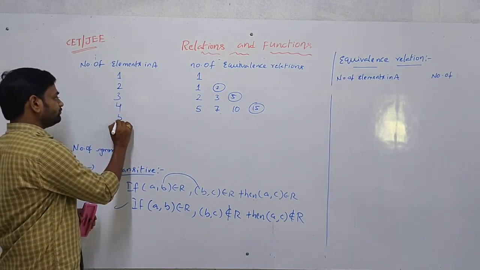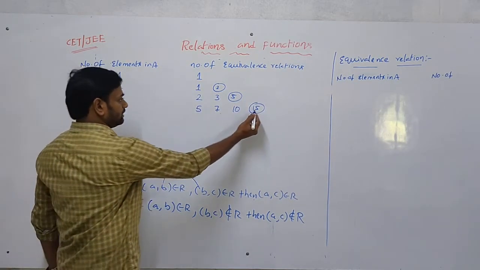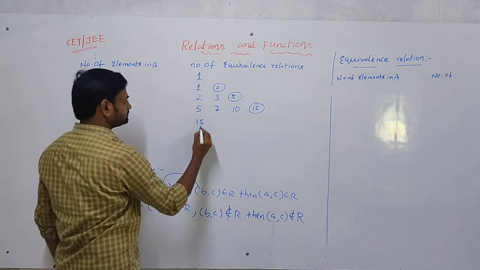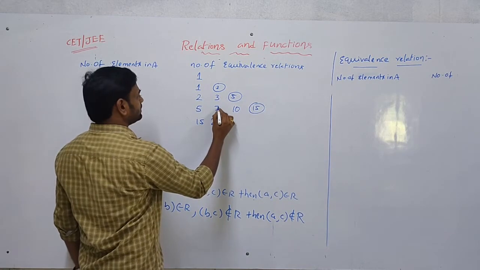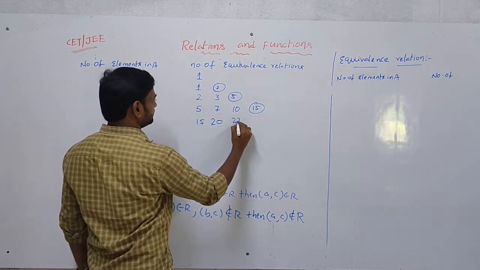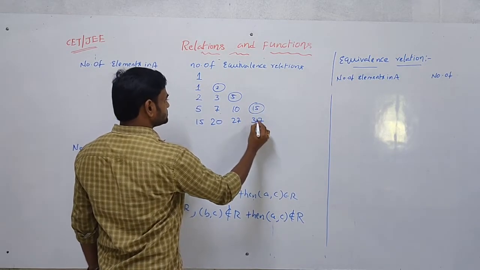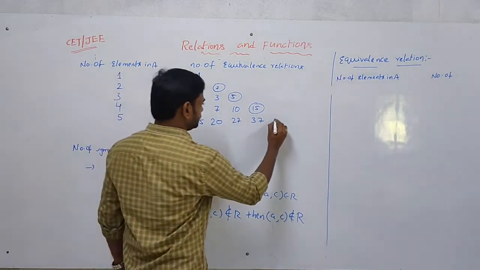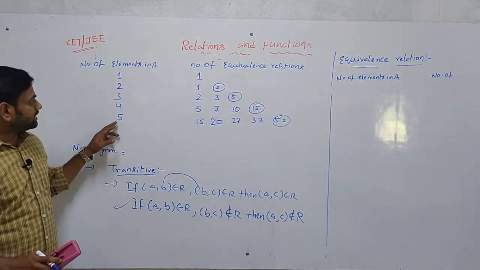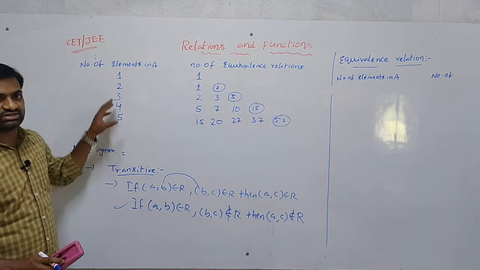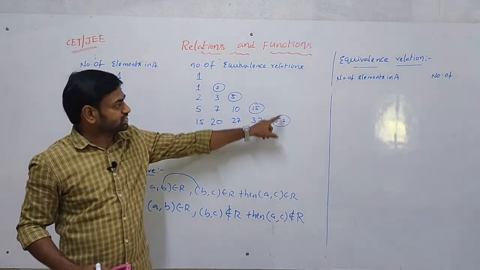Next, if you have 5 elements in a set, now the last element is 15 here. 5 plus 15, 20. 7 plus 20, 27. 10 plus 27, 37. 15 plus 37, it is 52. So, if you have 5 elements in the set A, then the number of equivalence relations is 52.